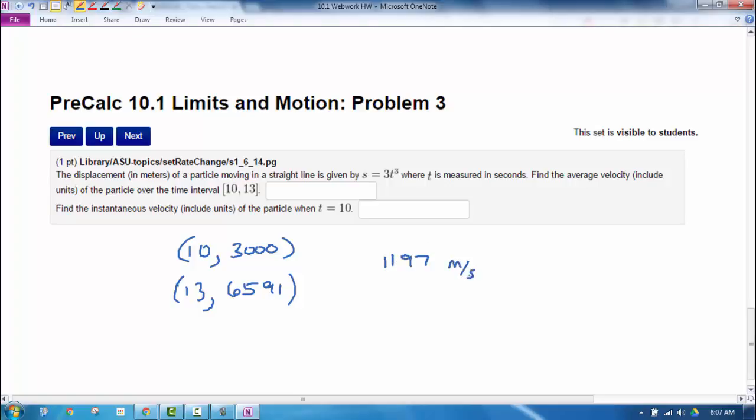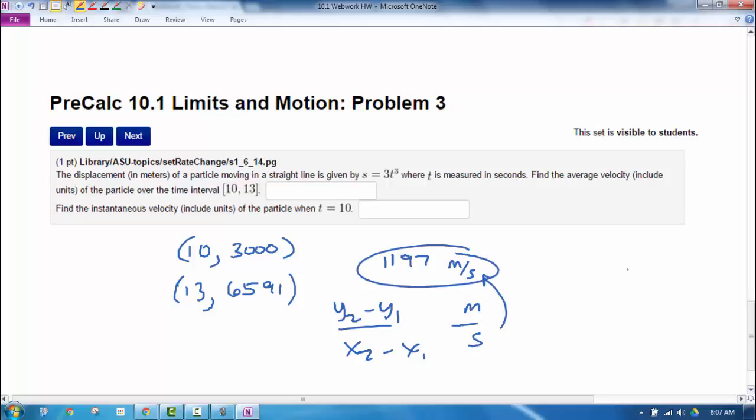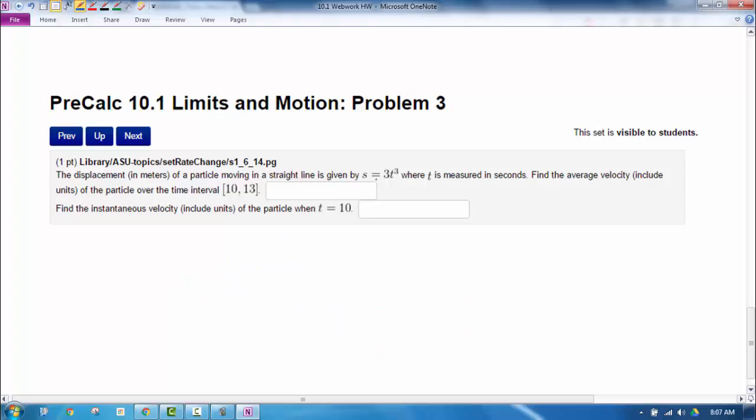The y values here are distances in meters, and the x values are seconds, so when you divide y2 minus y1 over x2 minus x1, you get meters per second. So don't forget to enter in the units as well. Now for the instantaneous velocity, once again, we have our calculator, numerical derivative, we have the definition of derivative, and we have the power rule by hand, which is what I'm going to use. 27t squared is the derivative of this thing, which, by the way, gives you velocity, as we found out in part A.